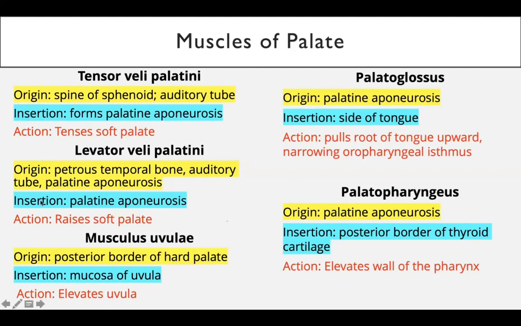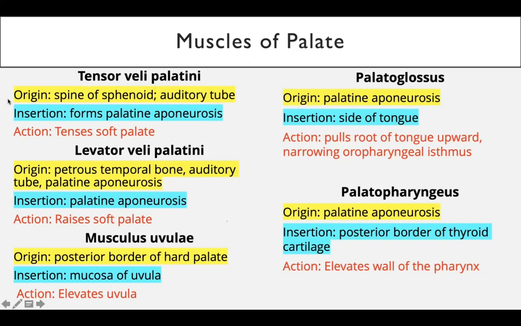So here we see there's an insertion of these two levator and tensor veli palatini muscles into the palatine aponeurosis. Now we also remember this. Tensor originates from the spine of sphenoid, and levator from the palatine aponeurosis and auditory tube. One thing common in them is the auditory tube. So one of the origins of the tensor and levator veli palatini muscles is the auditory tube. So even if you say this name, it will be considered.